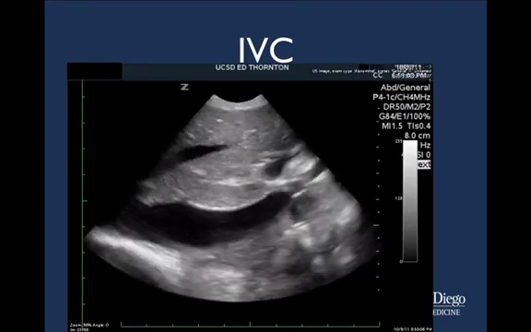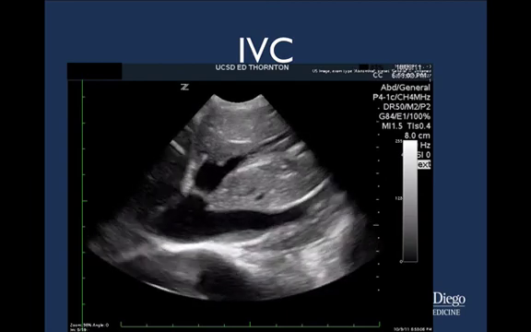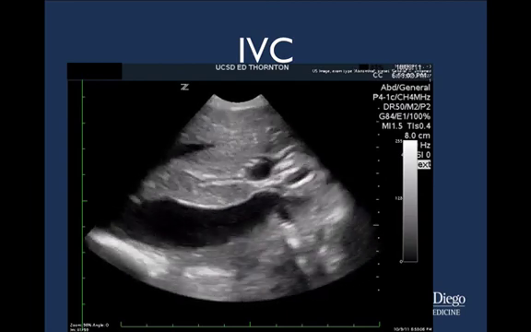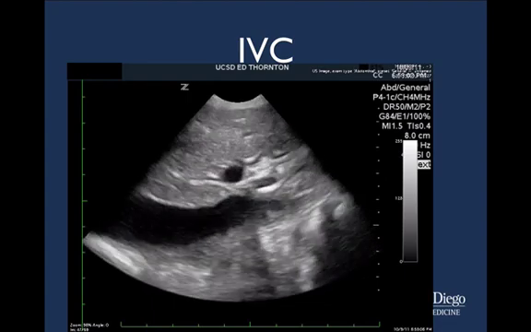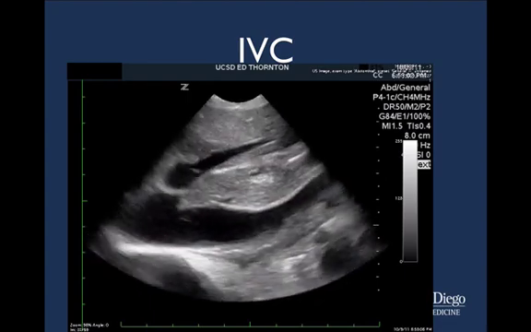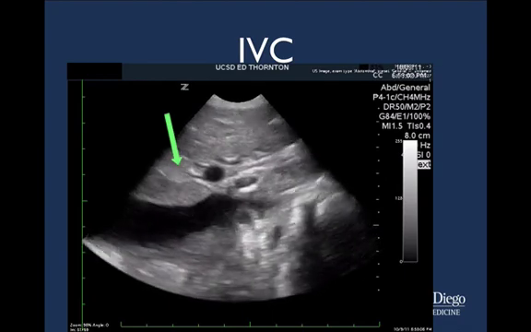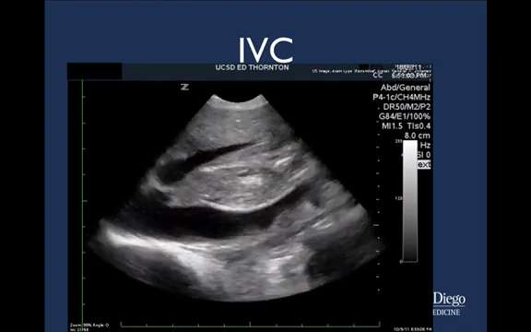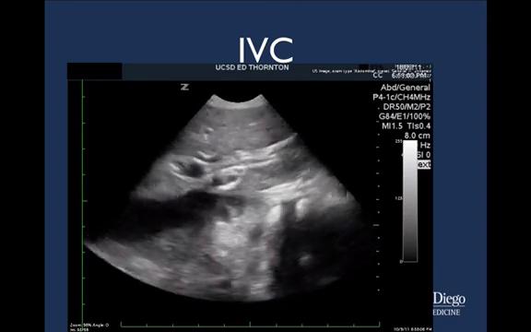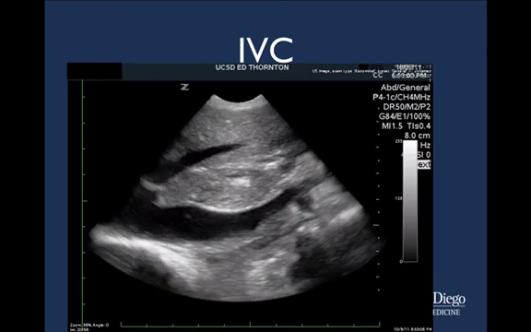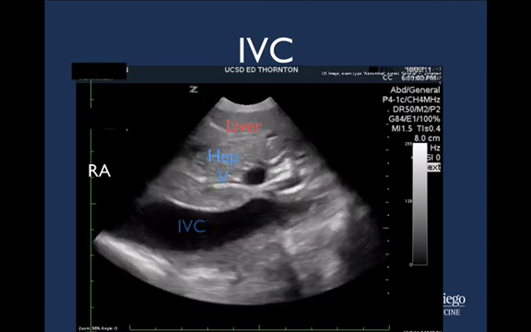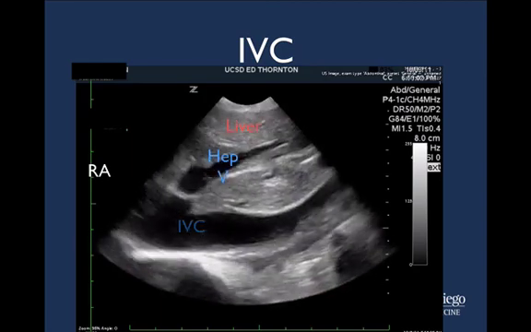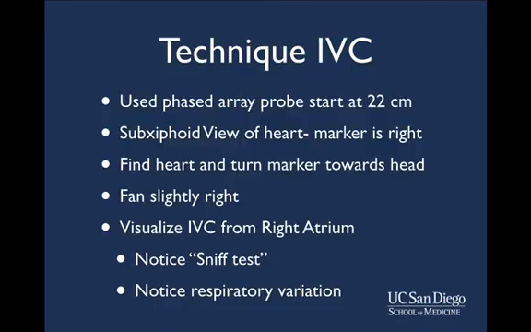This is a clip of the inferior vena cava as it comes from the right atrium. We can see the respiratory variation of the inferior vena cava. We also can notice the hepatic vein is the first branch given off, and anterior to the inferior vena cava, we can see the portal vein with its hyperechoic walls. To get a better look at that, let's see the inferior vena cava. We can see the hepatic vein and the liver. So, the technique to see this.